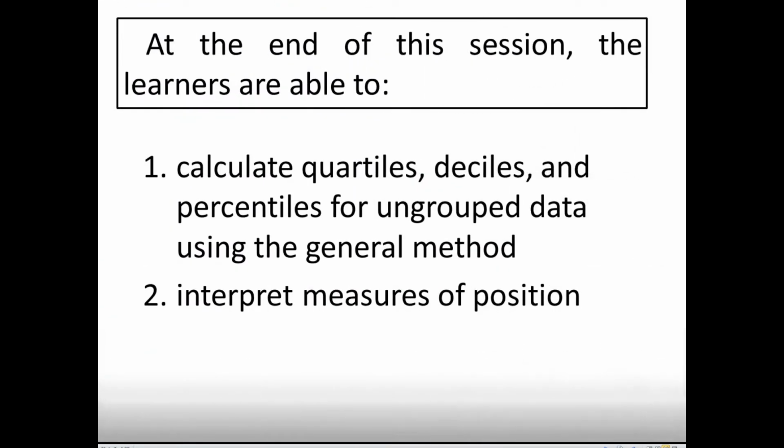At the end of this session, the learners are able to, number 1, calculate quartiles, deciles, and percentiles for ungrouped data using the general method. Number 2, interpret measures of position.